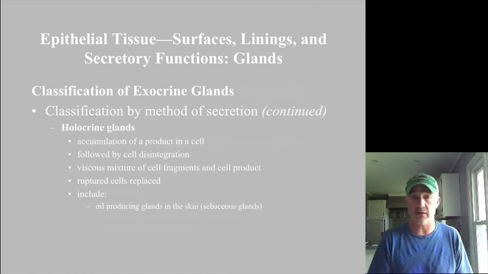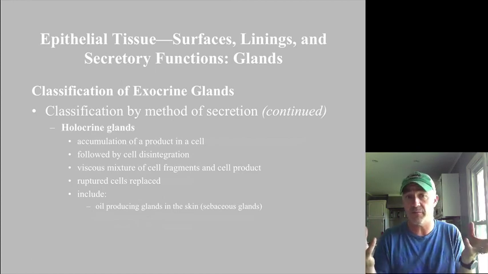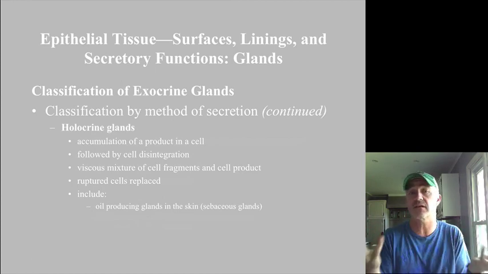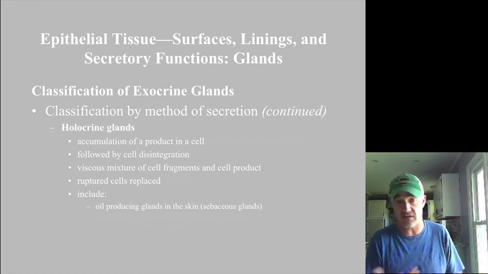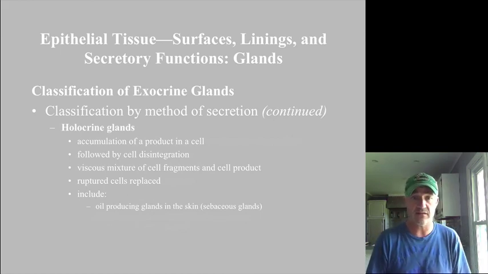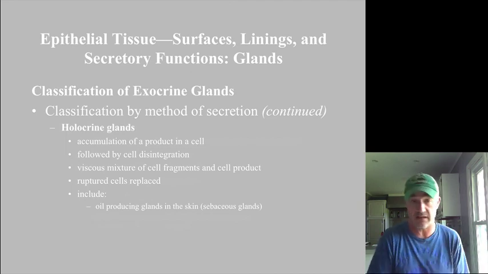With a holocrine gland, you get a whole cell filling up with whatever the product is, and then that whole cell is going to come apart. Your sebaceous glands, for example, your oil glands in the skin, do this. In this case, the whole cell is breaking apart, and then we just make new cells that take the place of those.